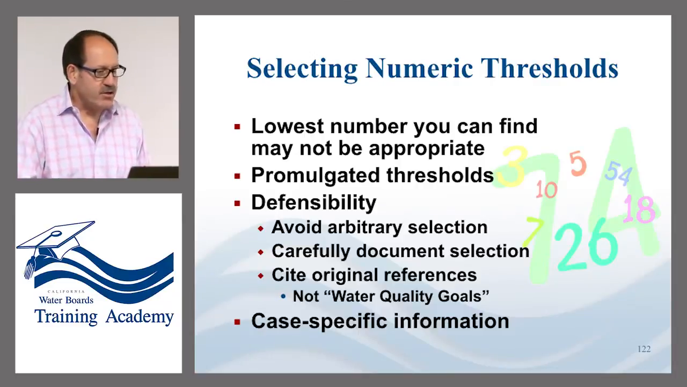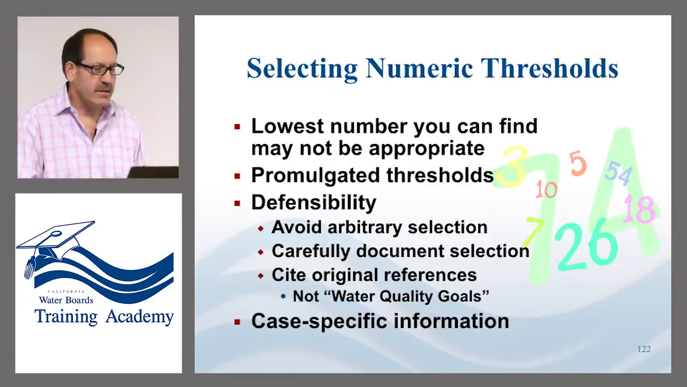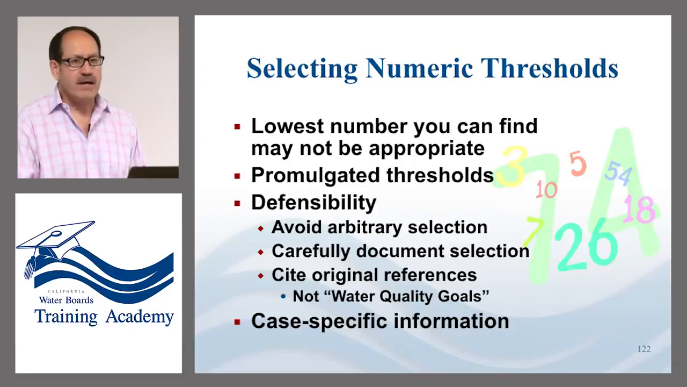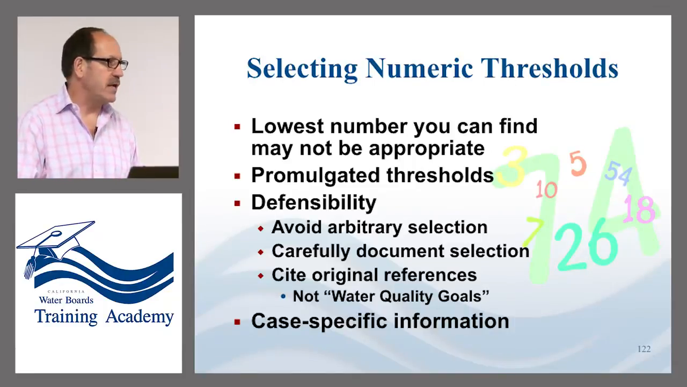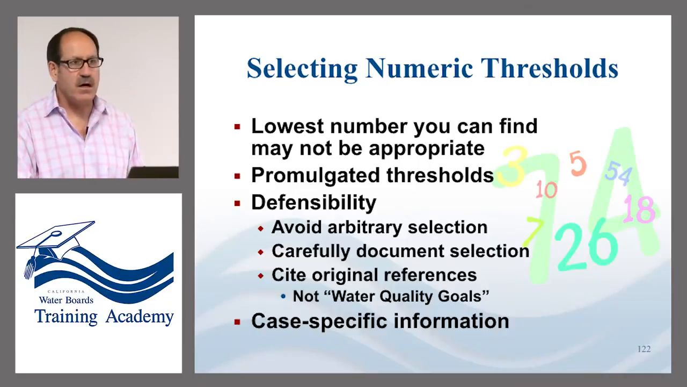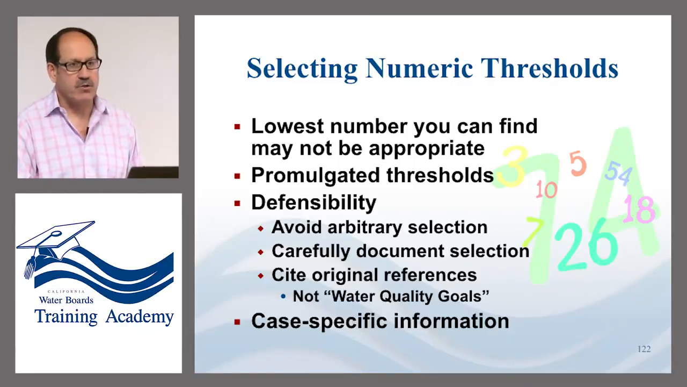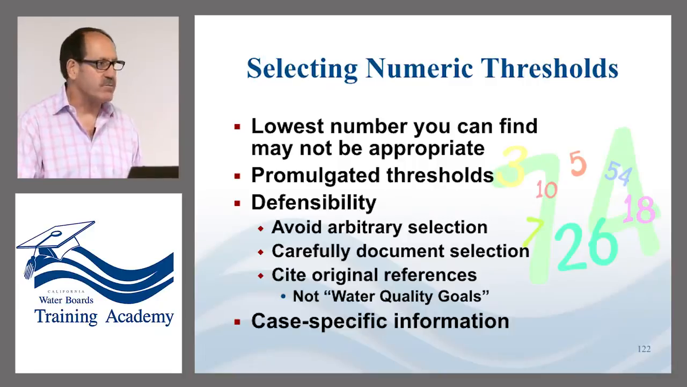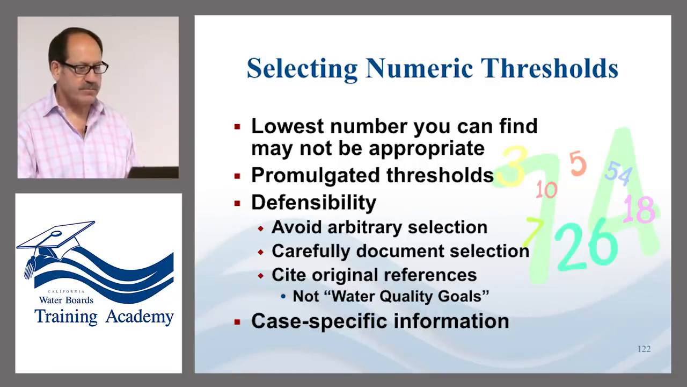So as I mentioned, don't just open the database and find the lowest number and say, oh, that's what I'm going to use, because it might not be appropriate to what you're trying to do. Make sure you're aware that some of these numbers are promulgated. What's in the ocean plan is a regulation. What's in the CTR or the NTR is a regulation. It has more legal weight than interpreting a narrative objective with a recommended number from somebody else. And the algorithms take that into consideration.